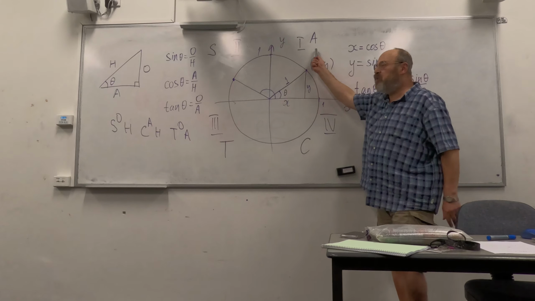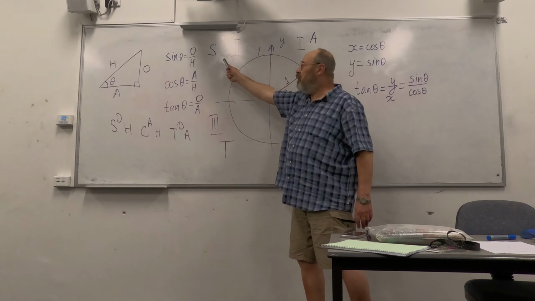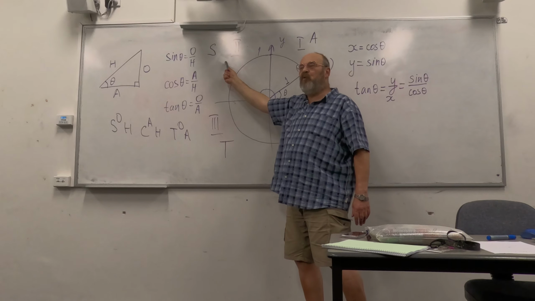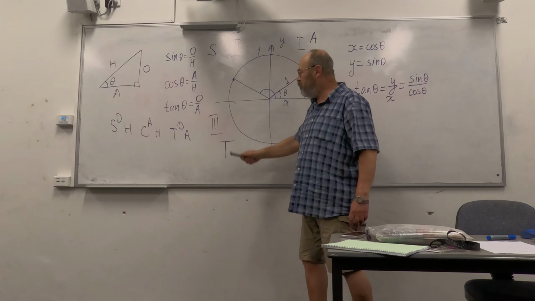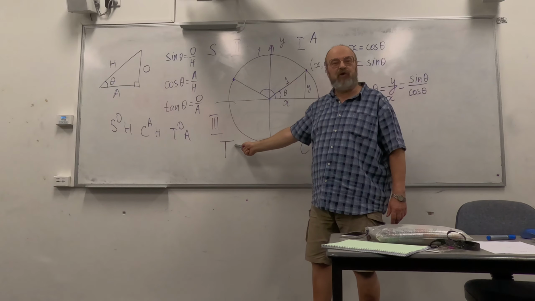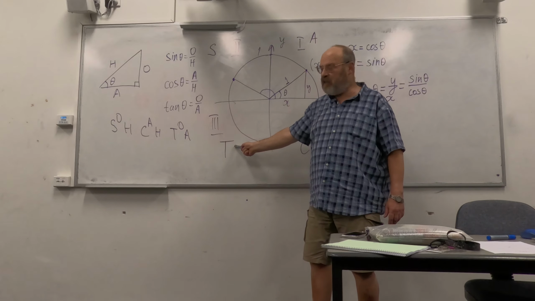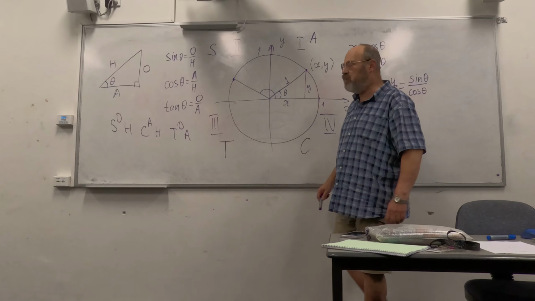In this quadrant, all three are positive. In this quadrant, x is positive and y is negative, so only cos is positive. Here, sine and cos are negative because x and y are negative, but negative over negative is positive, so tan is positive.